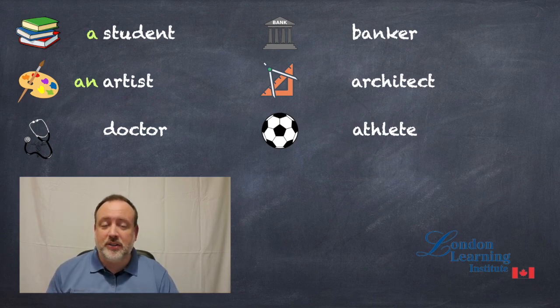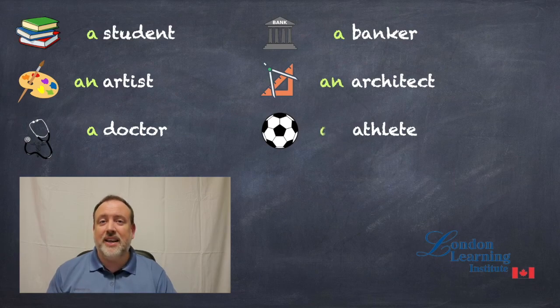With a doctor, the first sound is a D. So we're going to say a doctor. With a banker, the first sound is B. So we have a banker. Now with both architect and athlete, the first sound again is an A sound. This is a vowel sound, so we need to use the article an architect, an athlete.